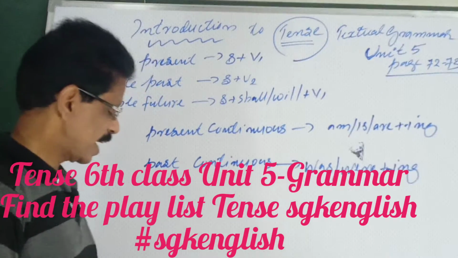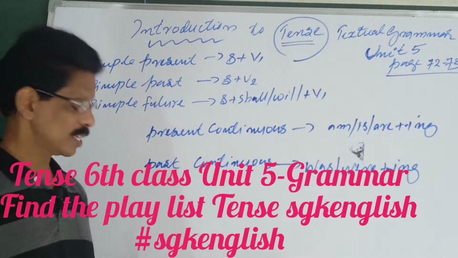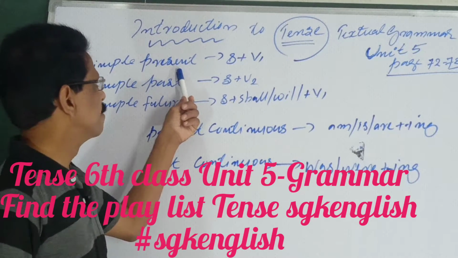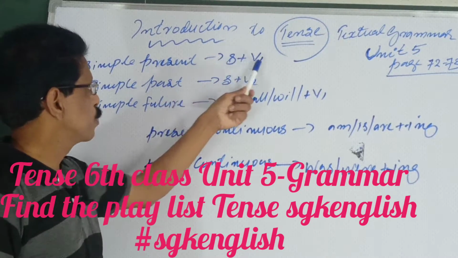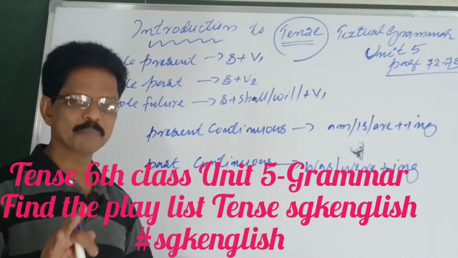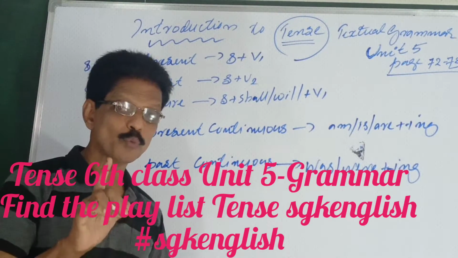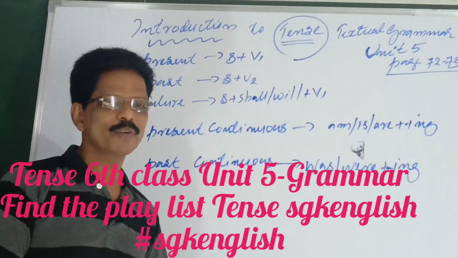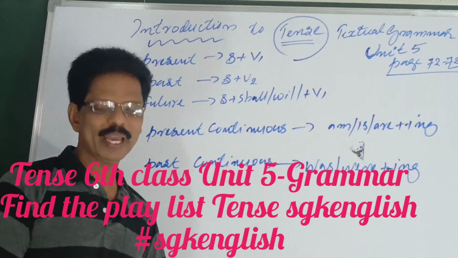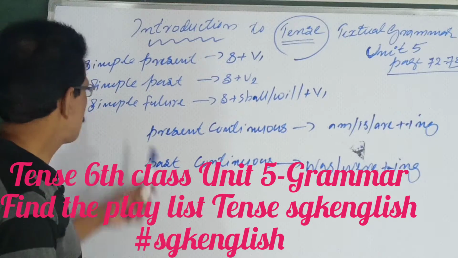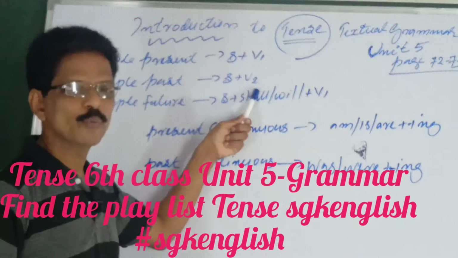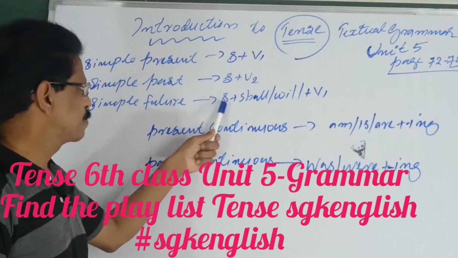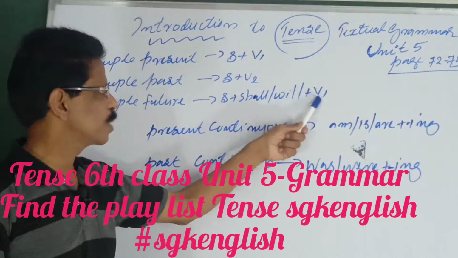First of all, see how to form that tense, the structure, how to form a sentence. For example, simple present: subject plus V1. How to say a sentence in simple present? Subject plus V1. For example, I go, subject I, V1 is go, he goes. When it comes to past simple, subject plus V2: I went, he went.